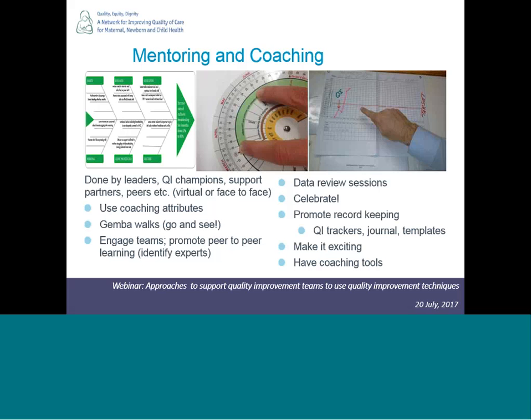Although virtual support is key to this work, because sometimes you can't be on the facility or on site as often as you want, there's power in going to these facilities and actually seeing and coaching on site. So these Gemba walks are very true to improvement, because you could hear a problem, but when you see it, you have a different perspective of how you can guide and support these teams.